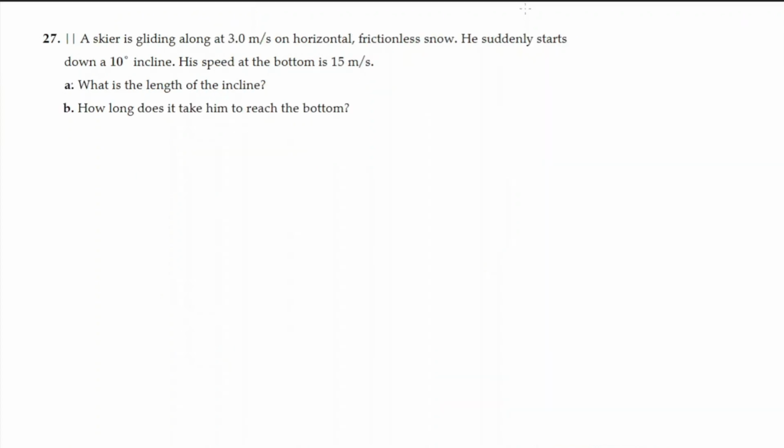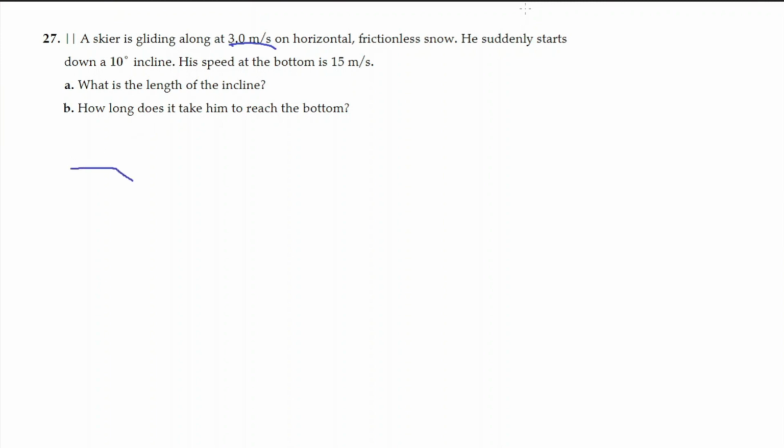So let's move on to number 27. A skier is gliding along at 3 meters per second on horizontal frictionless snow, and he suddenly starts going down a 10-degree incline. His speed at the bottom is 15 meters per second.